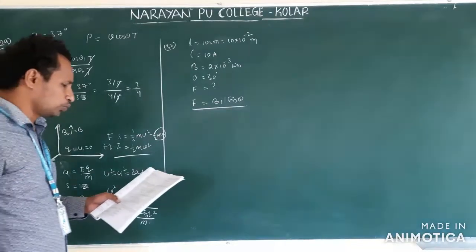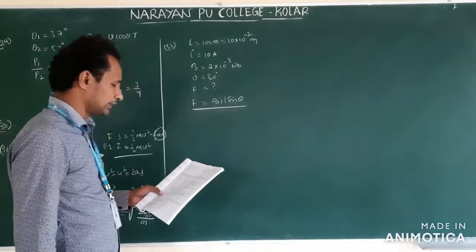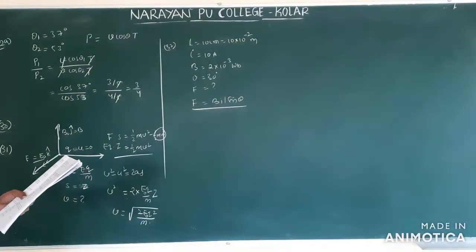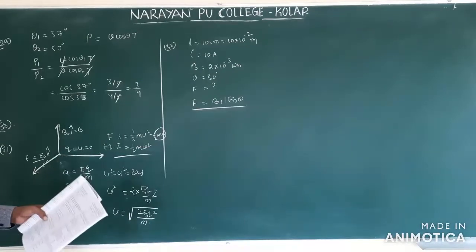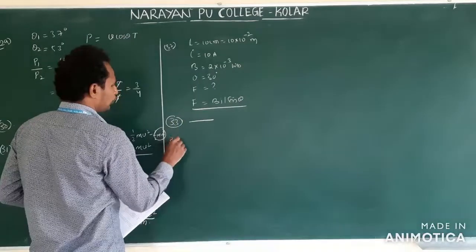Okay. Now 33. We have a doubt on that. Okay, I will explain it at the end of this chapter. Clear. Next, 34. 33 is pending. Now 34.